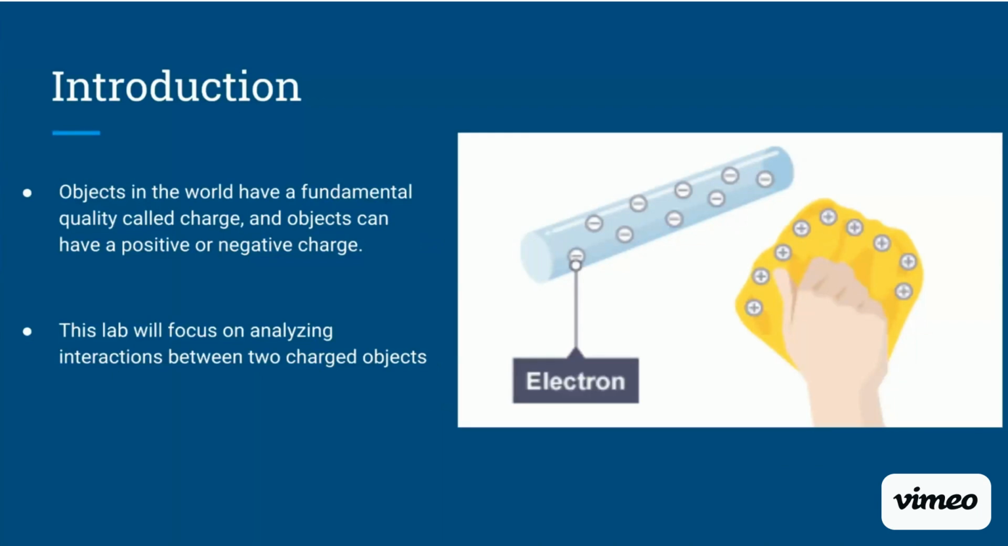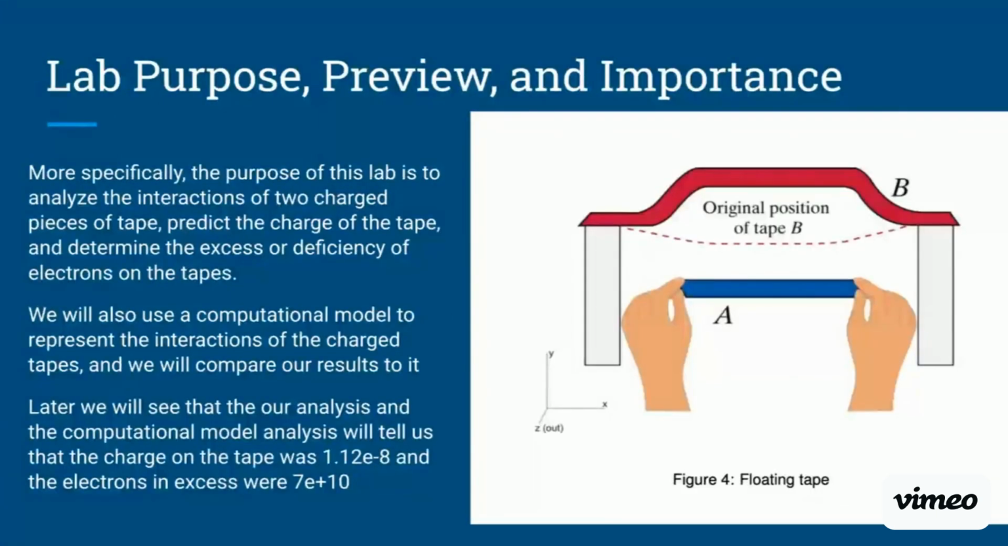Before getting directly into the lab, it's important to understand what the lab is precisely covering, which are charge-object interactions. In real life, objects in the world have a fundamental quality called charge, and objects can have a positive or negative charge. Now, in this lab, we will focus on analyzing the interactions of two pieces of charge tape. More specifically, the purpose of the lab is to analyze the interactions of two pieces of charge tape, predict the charge of the tape, and determine the excess or deficiency of electrons in the tape.